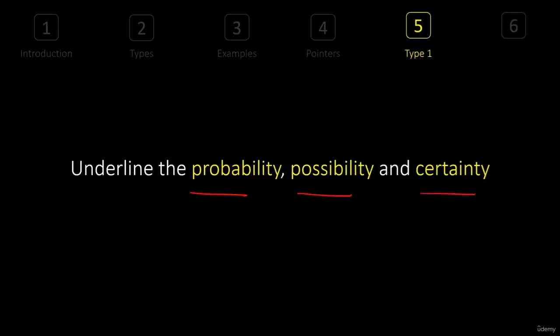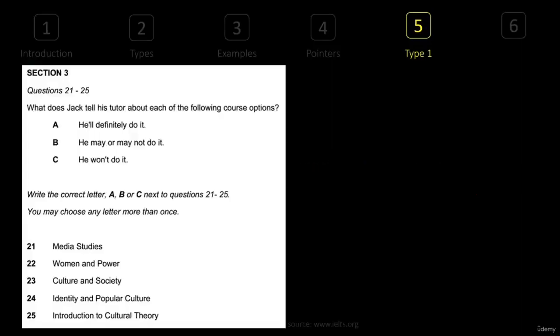What is the meaning of these three words? The meaning is it might happen, it will happen, it will not happen. Yeah, these are the three things. Let me show you again. He'll definitely do it, he may or may not do it, or he won't do it. Now, what does it mean by that?